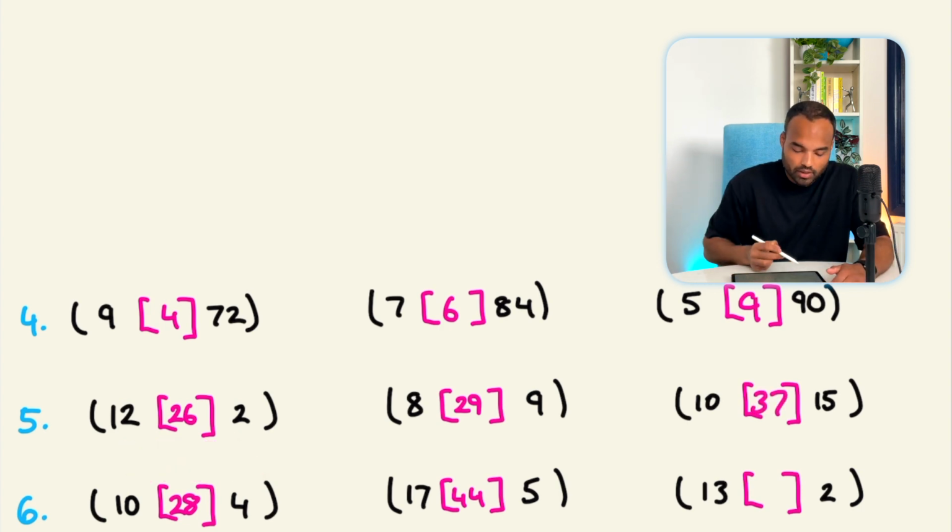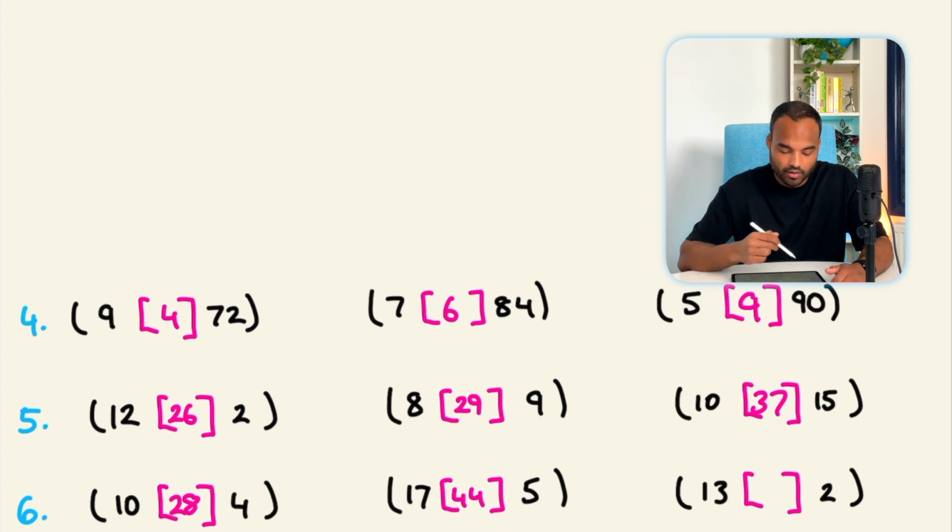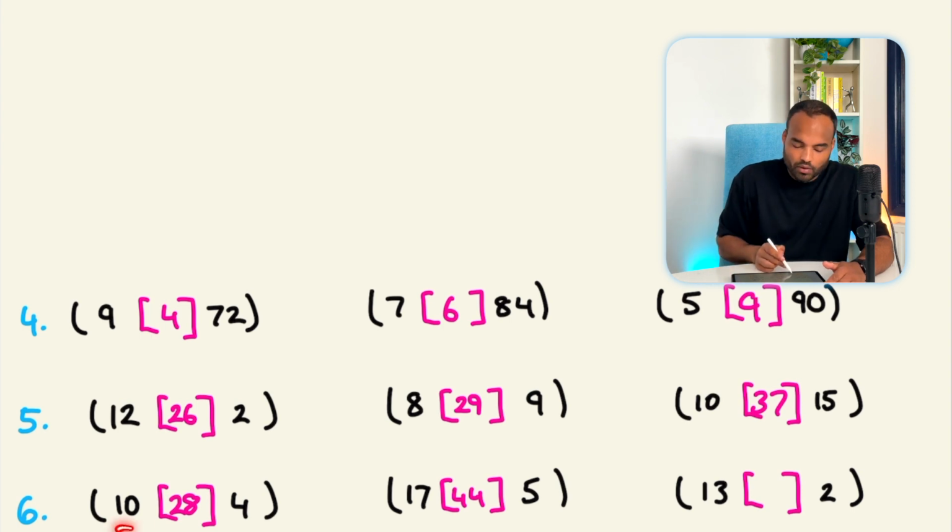Question 6. We have 10 and 4 on the outside, 28 in the middle. How can we get 28 from 10 and 4? You're going to find with these questions that you're going to have to do a lot of trial and error. You're going to have to use some addition, multiplication, division until you can get the answer in the middle. Now, if I double 10, I get 20. If I double 4, I get 8. If I add them together, 20 plus 8 gives me 28. Okay, so that works for the first set.